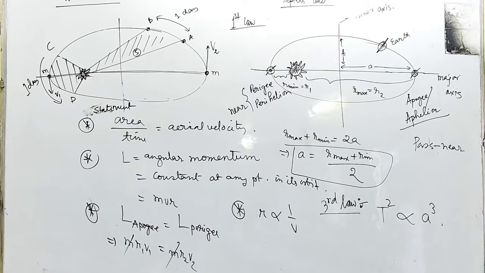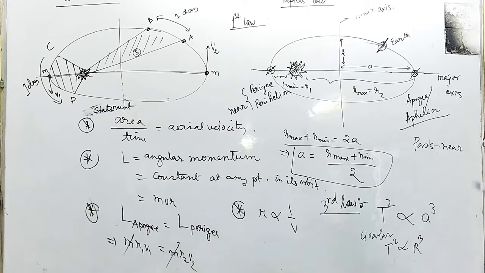The third point talks about your time period. The square of the time period is directly proportional to the cube of the semi-major axis if the orbit is elliptical in nature. Understand? If the orbit is a circular orbit, then T square is directly proportional to r cube.